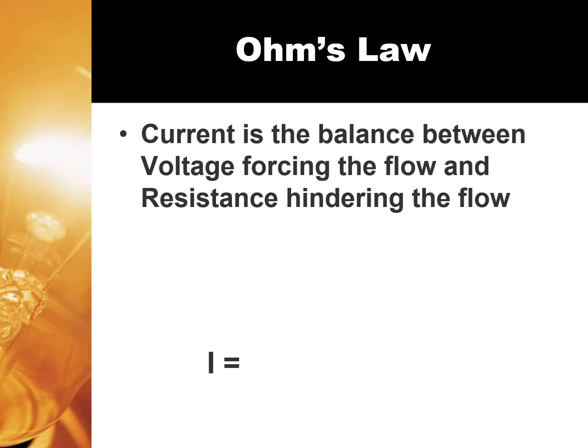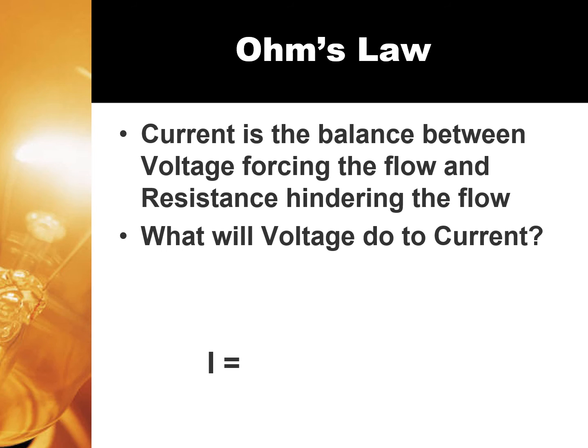So now this brings us to Ohm's law. Current is the balance between voltage forcing the flow through and resistance hindering the flow. You can kind of think of it as a car that's driving down the road at a constant speed. The wheels and the engine are pushing that car forward, but the air resistance is pushing back on it to where those two are balanced, and the flow of the car, or how fast the car is moving, is equal to the flow of the electricity, where it's moving at a constant speed.